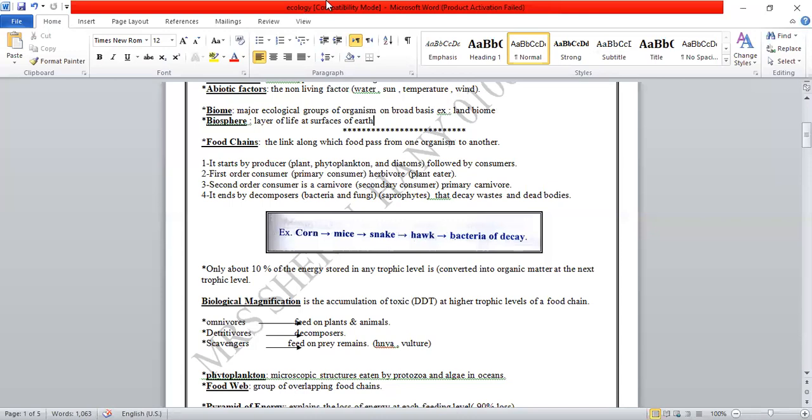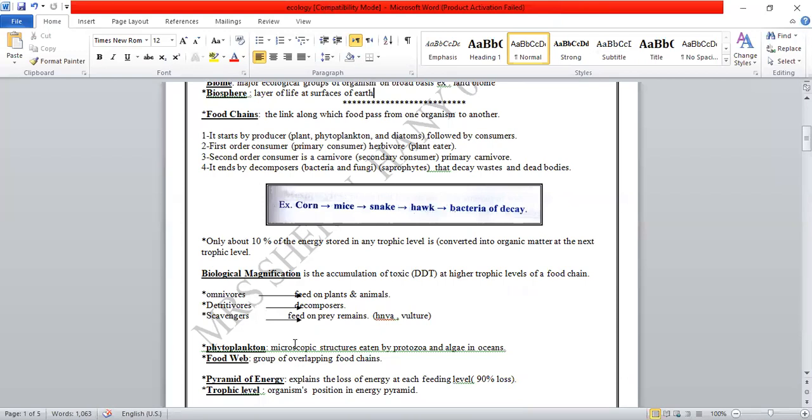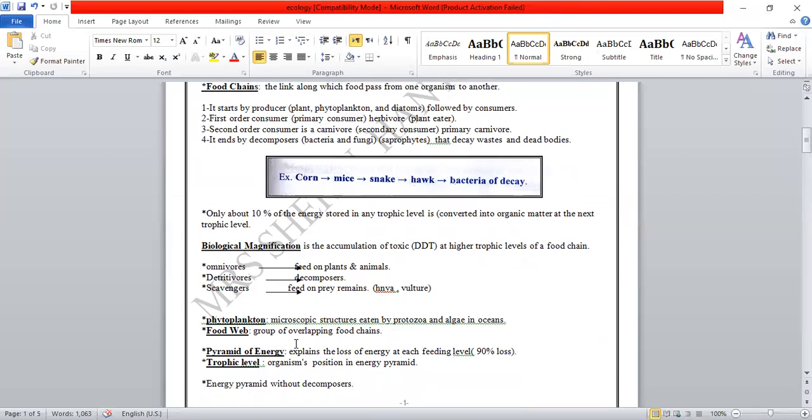Some animals eat both plants and animals at the same time, like humans. Aren't we plant eaters and animal eaters at the same time? We are called omnivores. So omnivores are the plant eaters and the animal eaters.